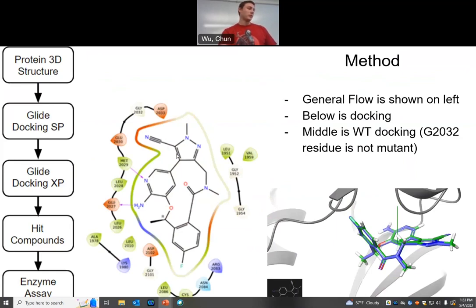Shown in the middle is the current FDA drug docked on the mutant, and there's the nitrogen over here with the glutamate residue, which is going to be translated to M, so it's not going to have the charge interaction anymore. And over here is the docking of the FDA drug on the mutant compared to the wild type, and they're overlapped.